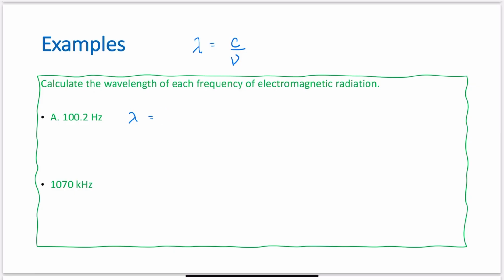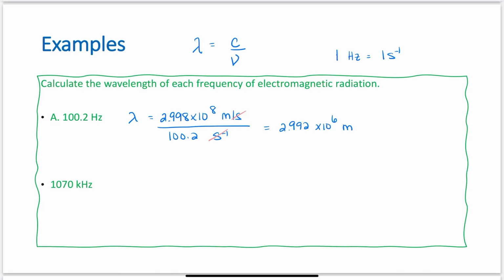I know my speed of light is not Planck's constant. Speed of light is 2.998 times 10 to the 8th meters per second. My frequency here is 100.2 hertz. Remember, 1 hertz is 1 second to the minus 1. So this is literally the same. I could rewrite this as seconds to the minus 1. So my seconds here are going to cancel out, give me my meters, which is what I want. I calculate this out and I get 2.992 times 10 to the 6th meters.